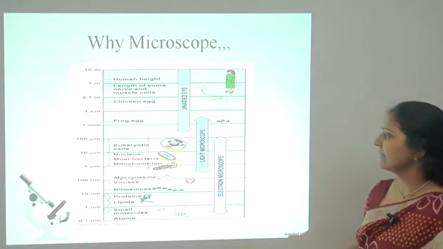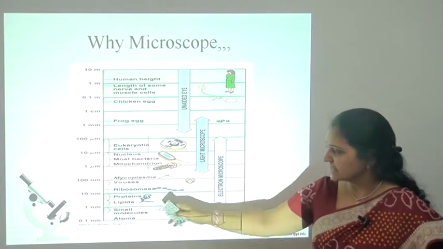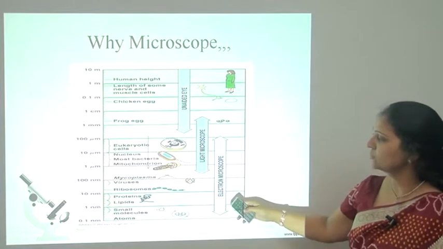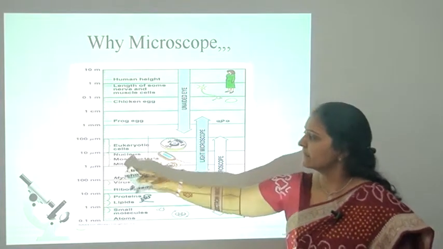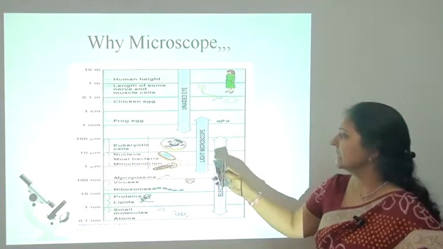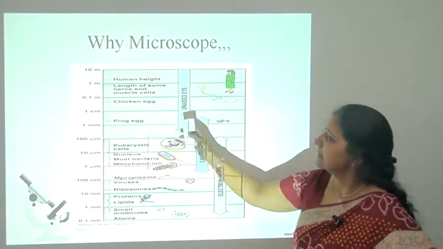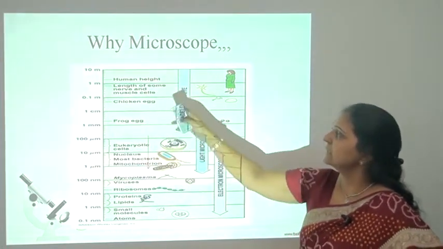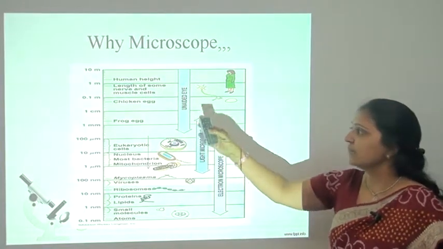Why is a microscope required? Here you can see small and tiny objects such as viruses, proteins and lipids. They can be studied only by the use of an electron microscope. Objects with a size from 1 micrometer to 100 micrometers can be studied only by use of the light microscope. And objects with a size from 1 millimeter to 10 meters can be observed by the naked eye.